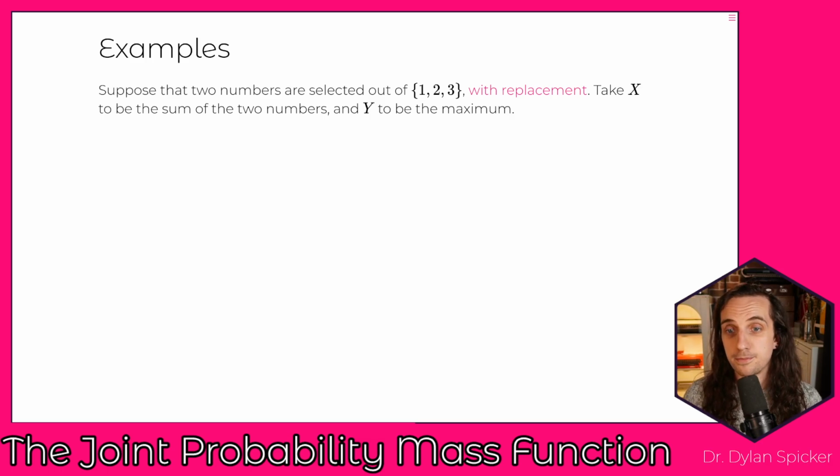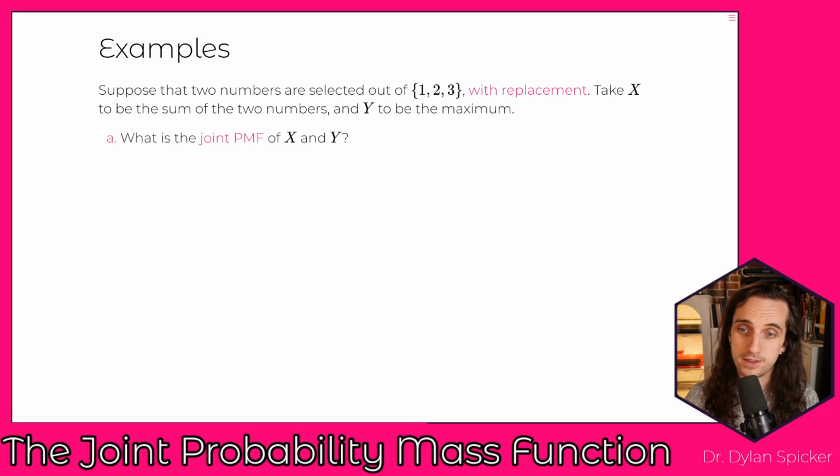Let's look at another example here. We take two numbers selected at random from the numbers 1, 2, and 3 with replacement. So you have, say, 3 sheets of paper. You write 1 on one of them, 2 on the other, 3 on the third, and then you put them into a hat. You draw them out, you look at what it is, and then you replace it, and you draw another one. X is going to be the sum of the two numbers, and y is going to be the maximum of the two numbers.